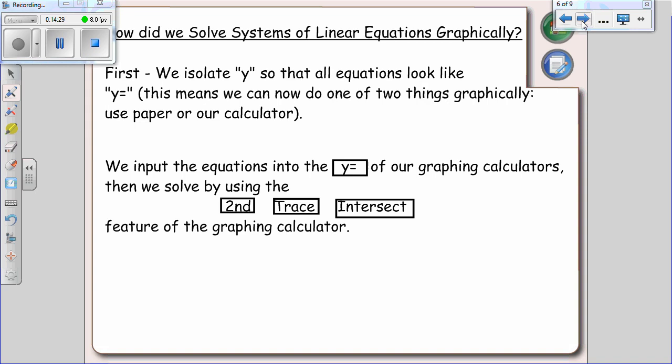What you're going to do is graph them the same way we've graphed everything. You go y equals, you put in one equation as y1, you put in the other one as y2. You hit the graph button. You then will use second, trace, intersect. Those are the buttons in the sequence you need to hit them in. Alright. Solving the graph. Solving quadratic.